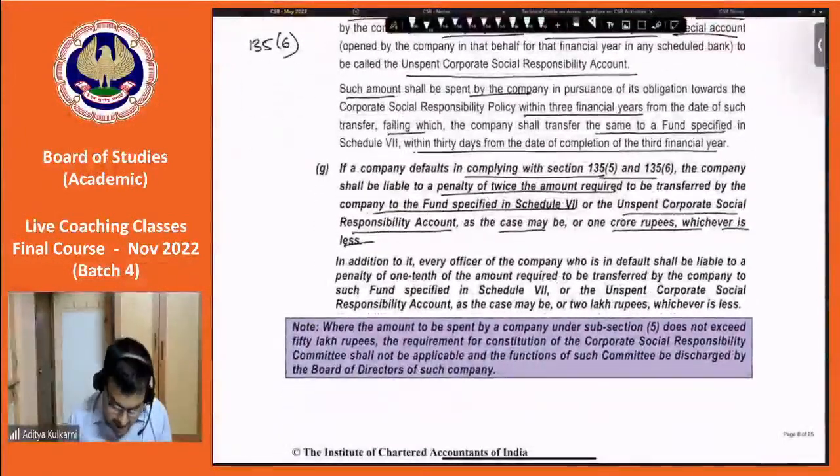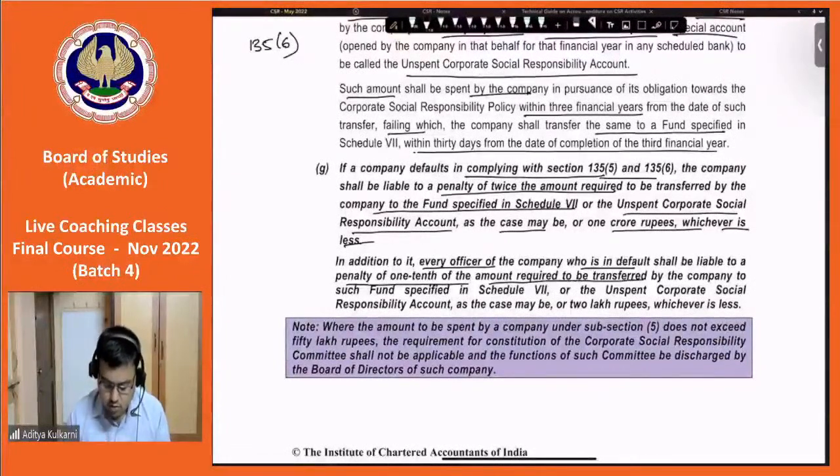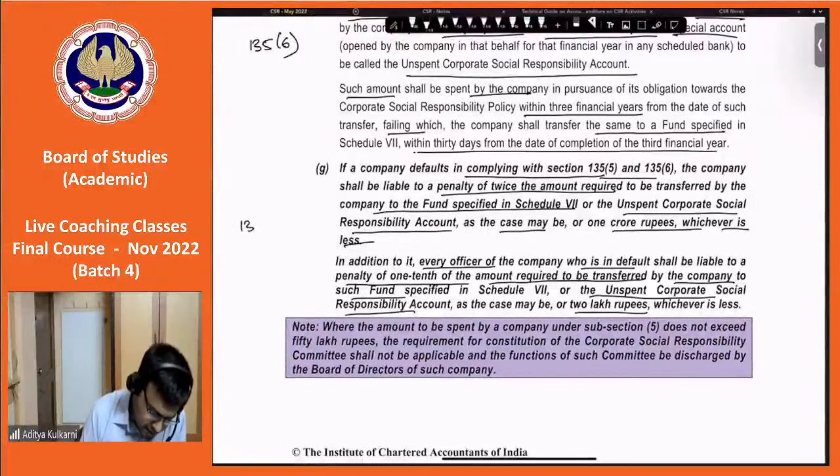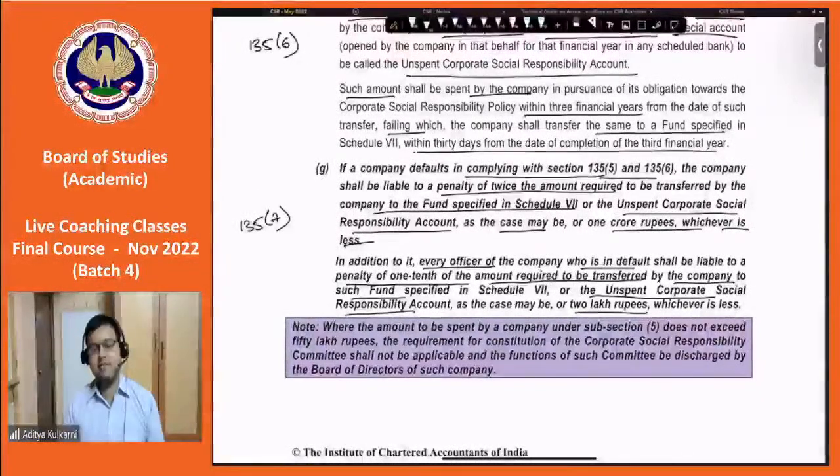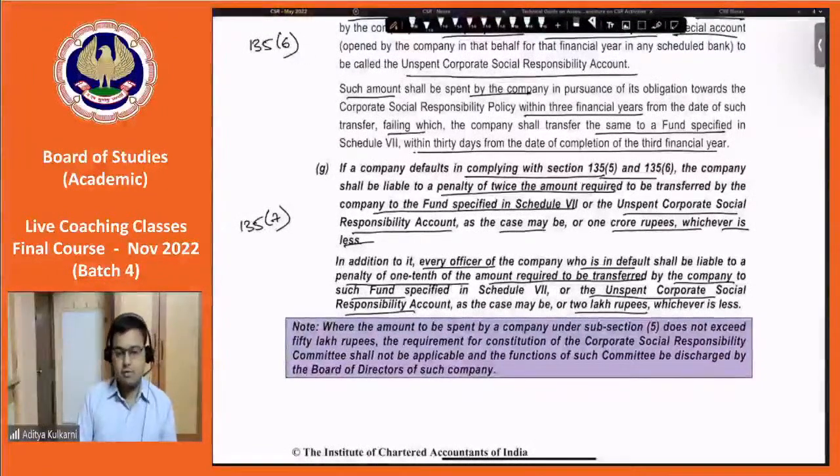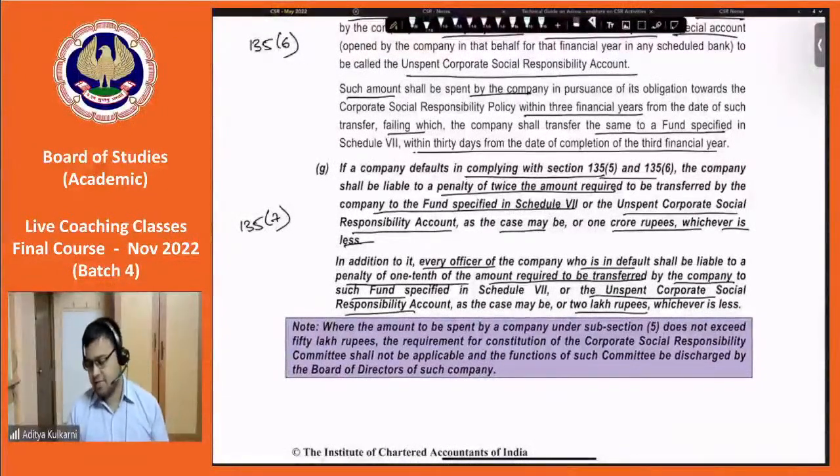In addition, every officer of the company who is in default shall be liable to a penalty of 1/10 of the amount required to be transferred to such fund or the unspent CSR account, or 2 lakh rupees, whichever is less. So 1/10 of the amount or 2 lakhs, whichever is less. These are the penal provisions under 135.7.